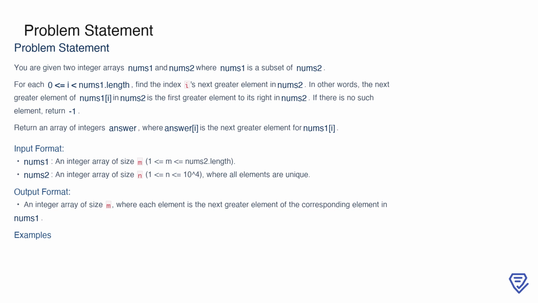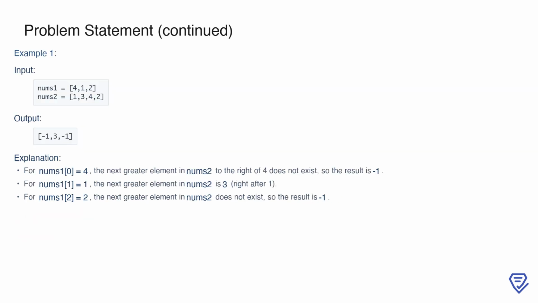The result should be an array called answer, where each value corresponds to the next greater element for the respective element in nums1. The input constraints specify that nums1 can have a length of up to nums2's size, and nums2 itself can be as large as 10,000 elements, with all elements being unique. Let's look at an example to understand this better.